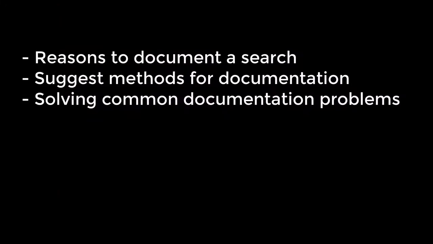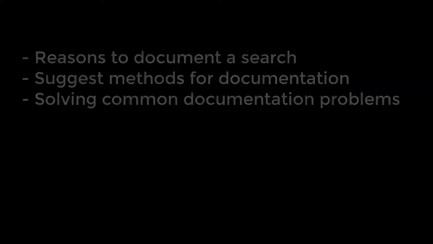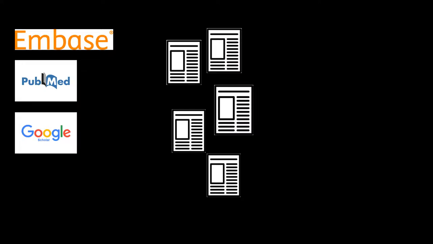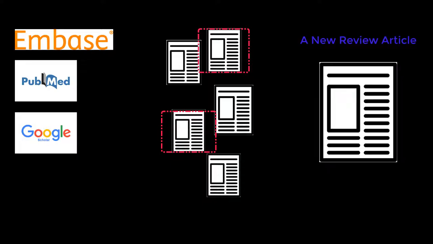In this video, I'll identify some common reasons to document a search, review some possible methods, and offer solutions to common problems in documentation. Literature reviews, systematic reviews, and other special kinds of reviews are types of bibliographic research. In this research methodology, databases are searched to find publications. Publications are selectively examined, and the bibliographic researcher writes a new publication, a review, summarizing information from these original publications.